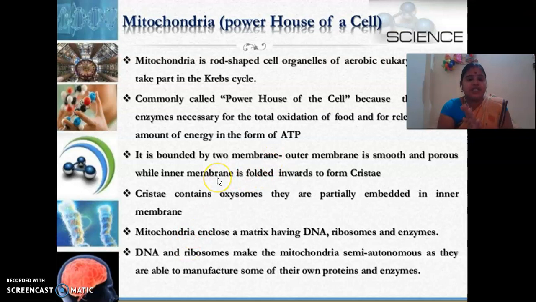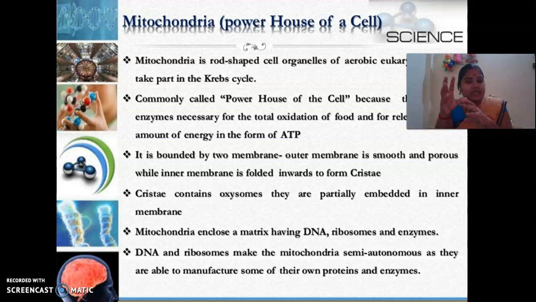Now next, it is bounded by two membranes. As I showed you in the picture, there are two membranes: the inner membrane and the outer membrane. The outer membrane, the outside layer, is very smooth and porous, with small holes. And the inner membrane, remember, inner means inside, is folded inwards to form cristae.